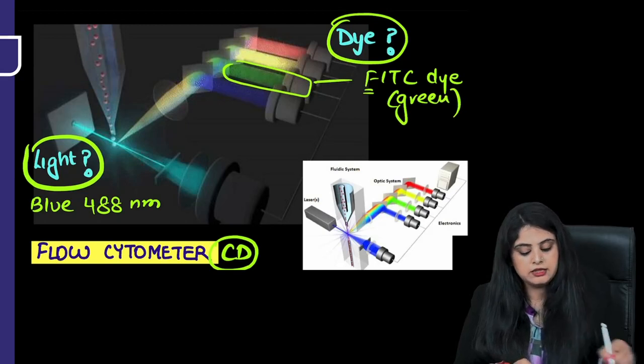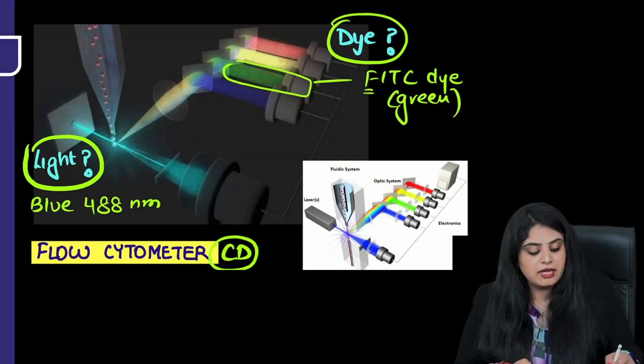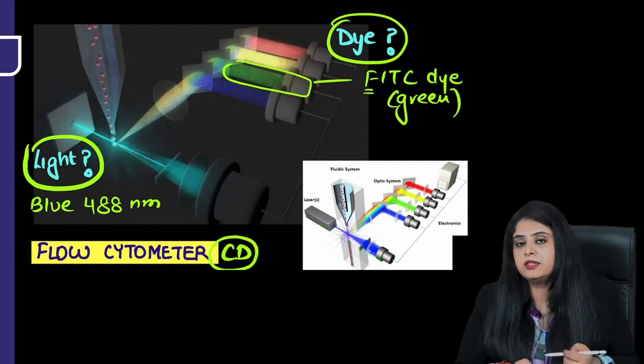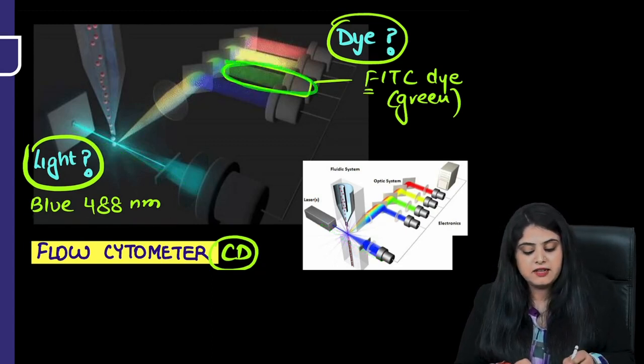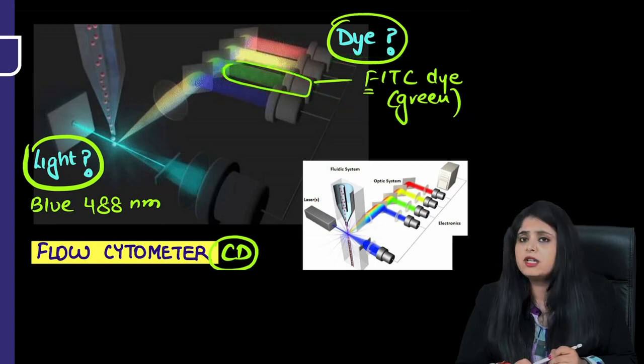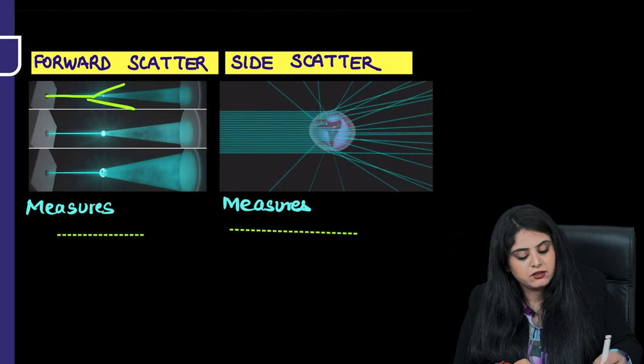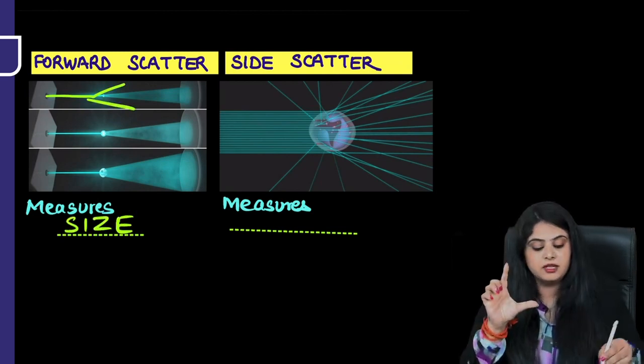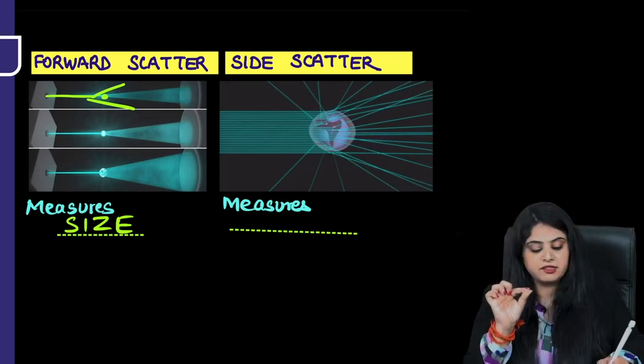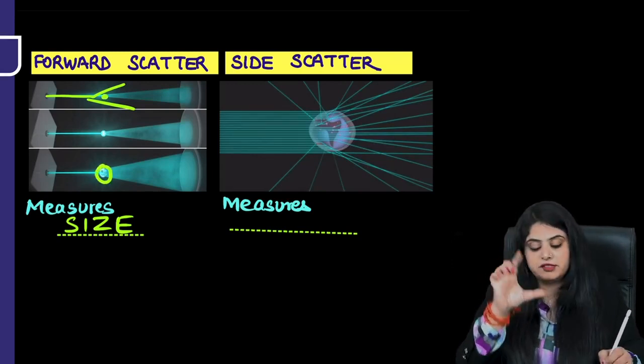You don't have to learn the name of all. So you just have to know the light. The picture is only telling me the light is blue color, 488 nanometer wavelength. And the green color dye that I'm using is FITC. So what is the principle of flow cytometry? Tell me guys. The forward scatter of light is a measure of what? Forward scatter tells me whether the cell is small or big. So a small cell, less forward scatter. A big cell, more forward scatter.